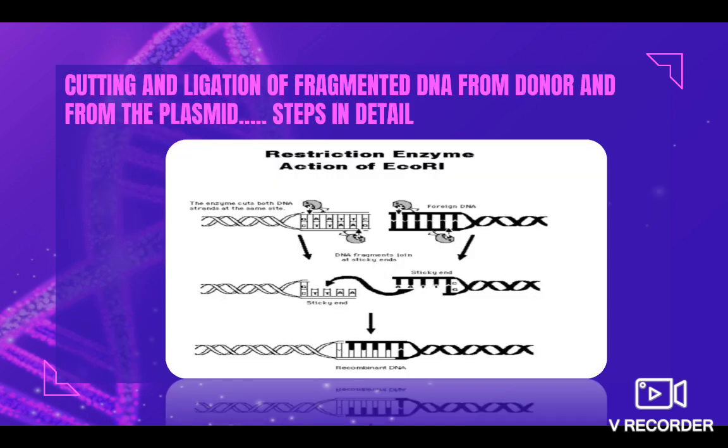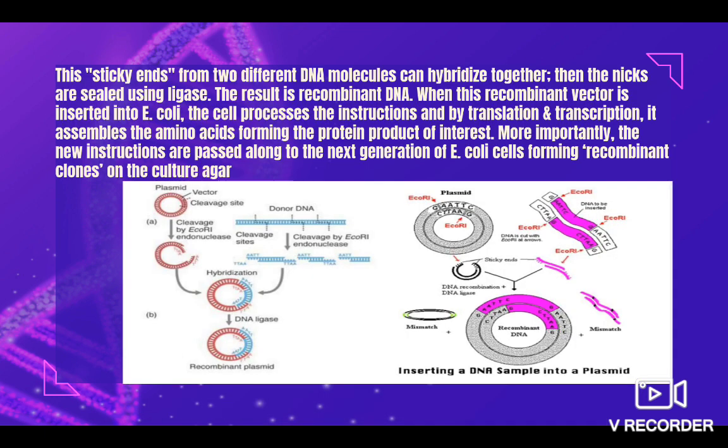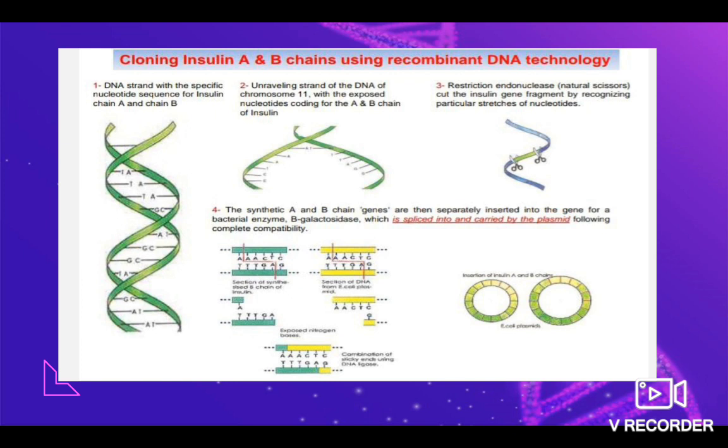This figure shows restriction enzyme action of E. coli. This also shows the plasmid and donor DNA. Plasmid as a vector with a cleavage site, donor with a cleavage site. Cleavage by E. coli endonucleases occurs at the site in both the donor DNA and the plasmid. Hybridization then occurs, and the donor DNA ligates to form the recombinant plasmid.